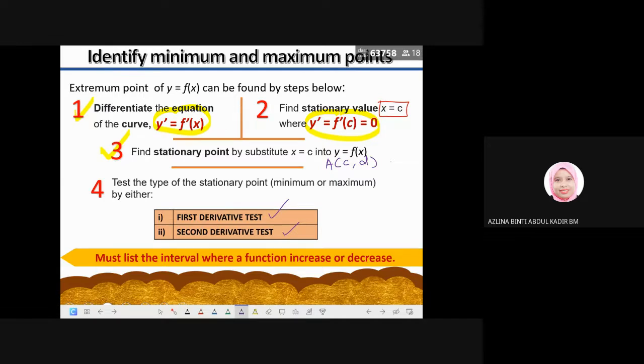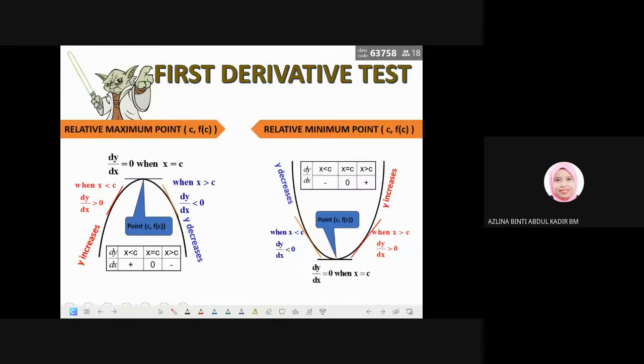So you must list the interval where a function is increasing or decreasing, for the first derivative test. In the first derivative test, we have the relative maximum point. Maximum means the highest point on the curve. Look here, let's say we have point A. Here is point A, the highest point.